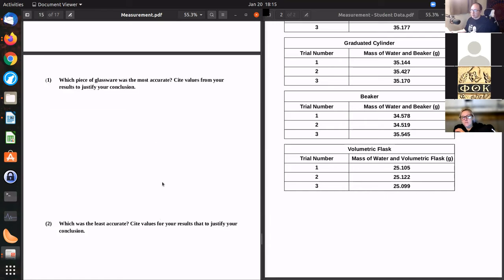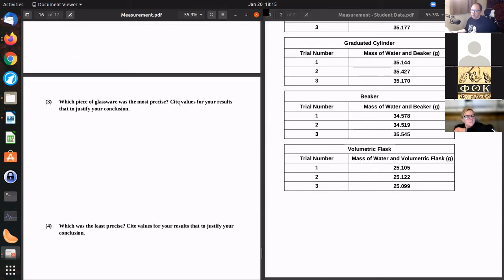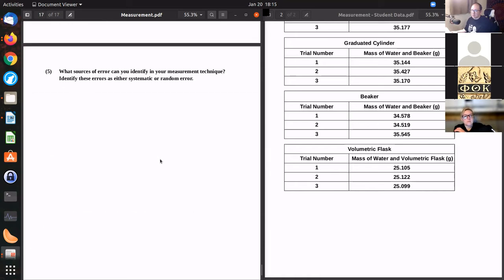And then we talked about this. So, the most accurate one is the one with the lowest percent error. The least accurate one would have the highest percent error. The most precise has the lowest standard deviation. The least precise has the highest standard deviation.